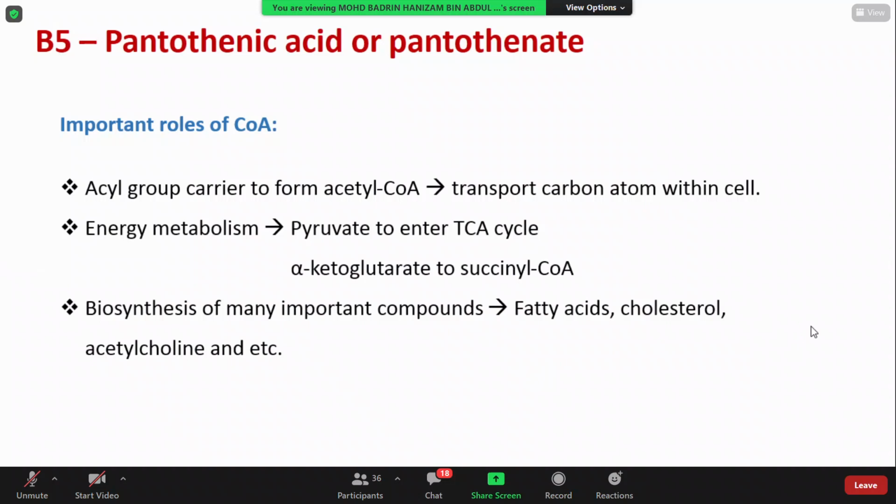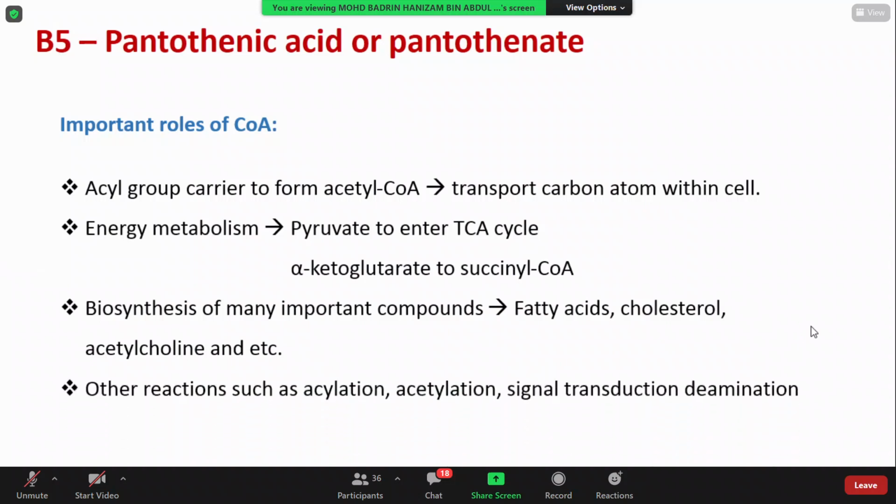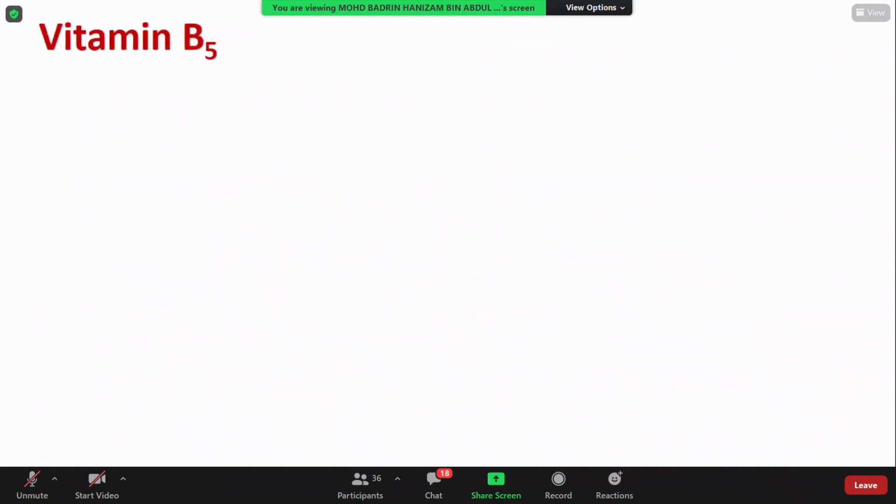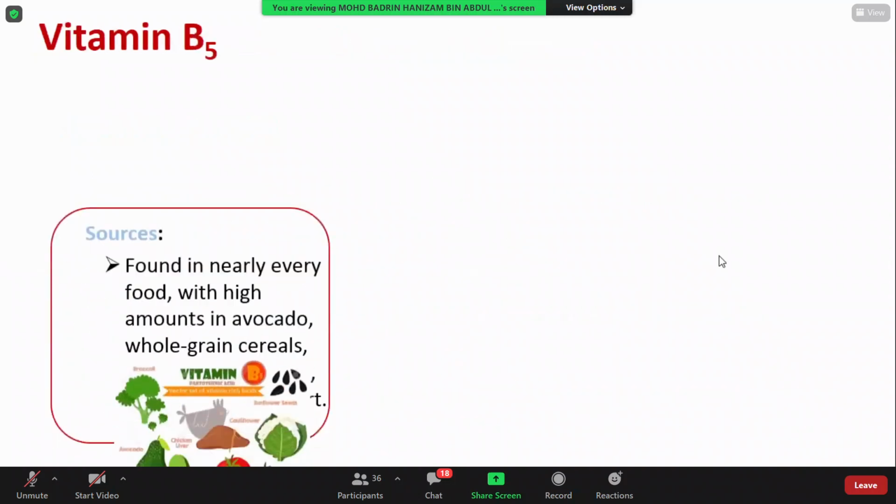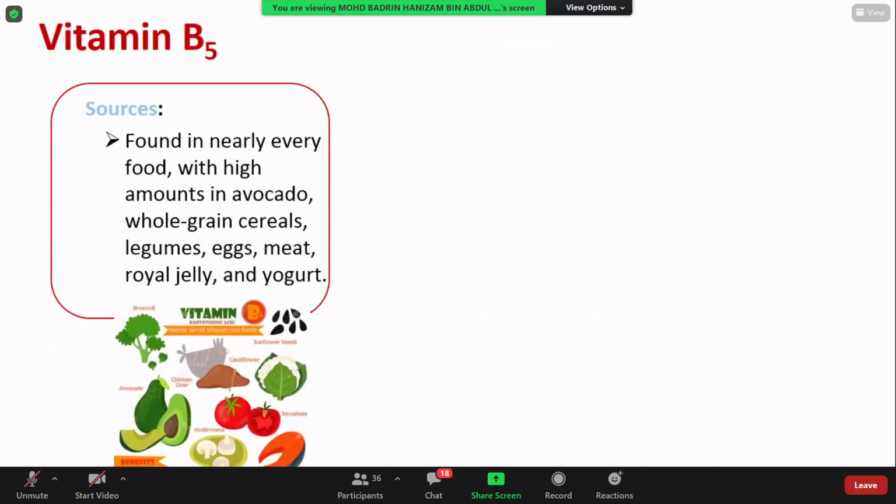Biosynthesis of many important compounds such as fatty acid, sterol, acetylcholine, and etc. Other reactions such as acetylation, signal transduction, deamination also require CoA, coenzyme A.